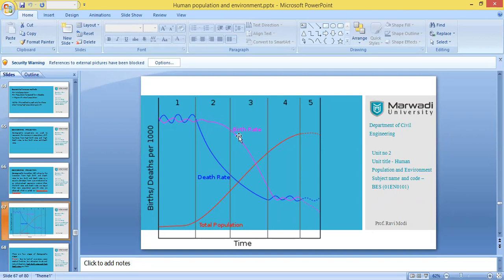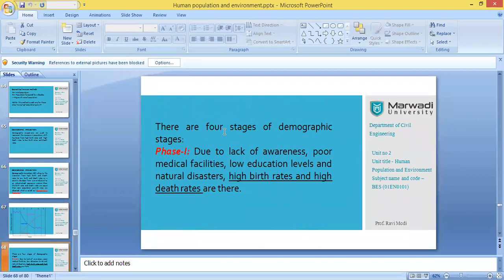but after this phase 2, it is decreasing. Again, it is not constant, and after a certain time, in phase 5, both of these generally reach a constant value. So it is starting from a very high value and ending at a very low value. So what is the meaning of this? There are generally four, or you can say mainly five stages of the demographic transition model. So phase one. Phase one you can relate with, let's say, 2 centuries back.